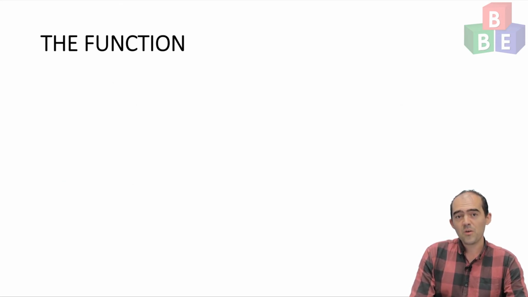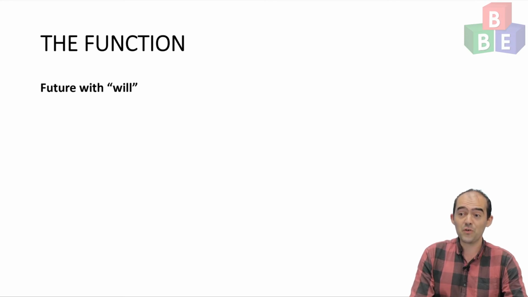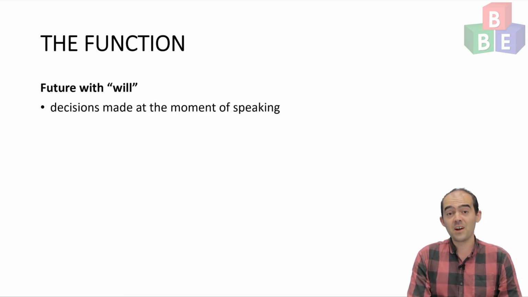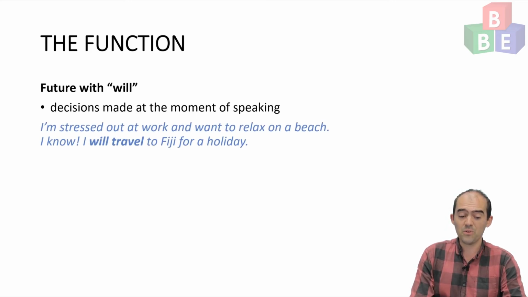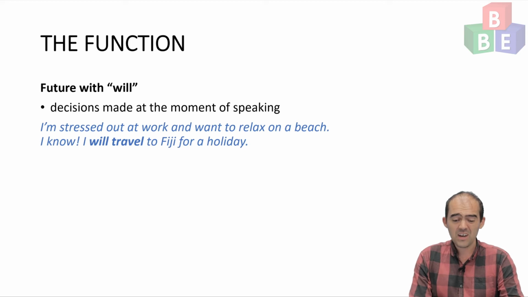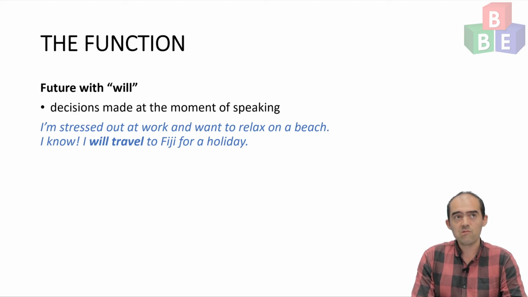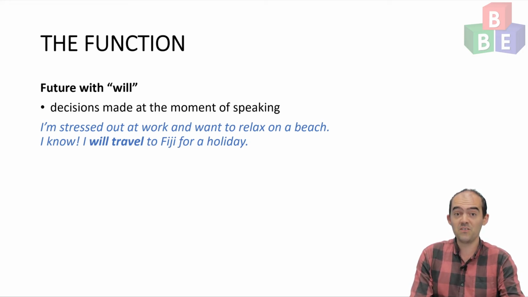We can use will, be going to, and the present continuous to talk about different stages of the future. So if I'm using the future with will, that's a decision that I make now at the moment of speaking. For example, I'm stressed out at work and want to relax on a beach. I know I will travel to Fiji for a holiday. I decide now I want to travel to Fiji.